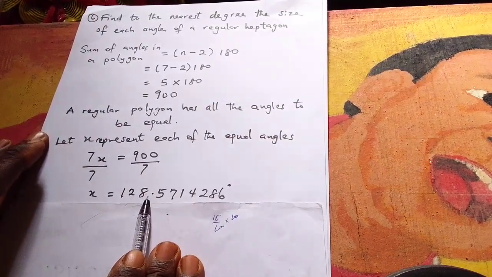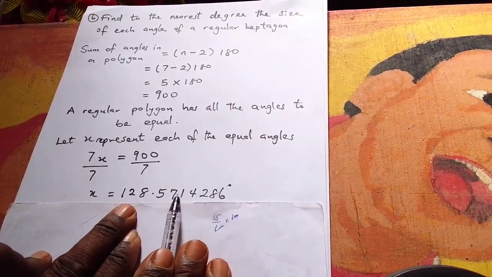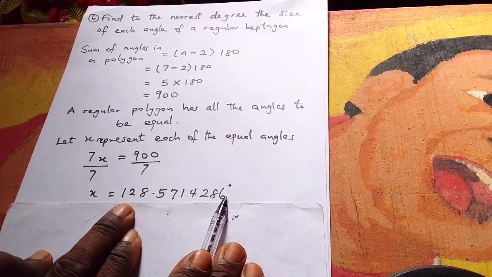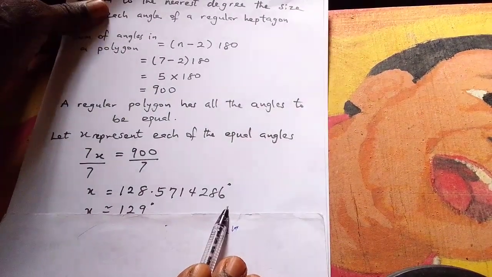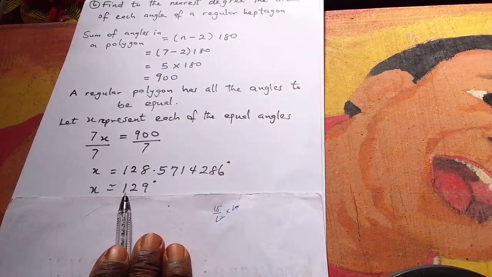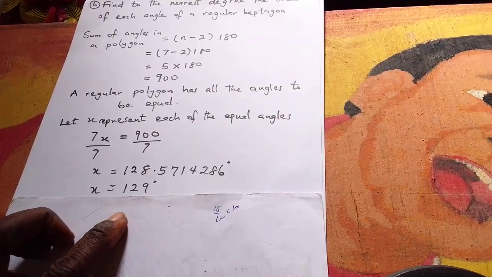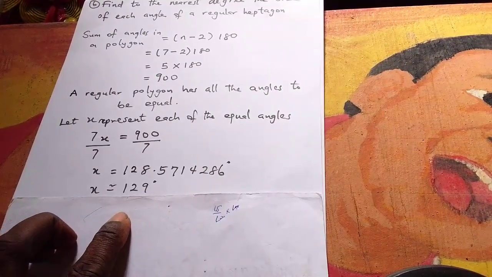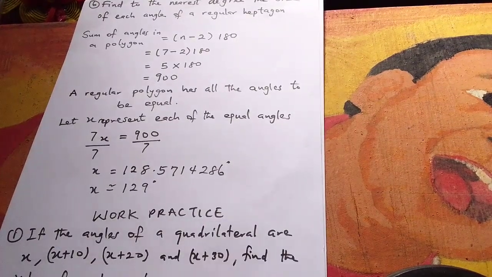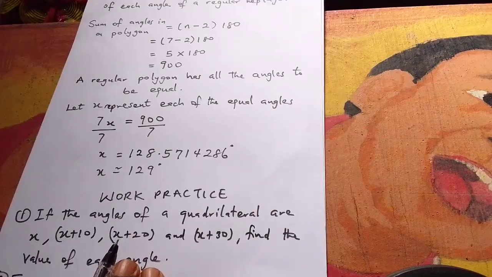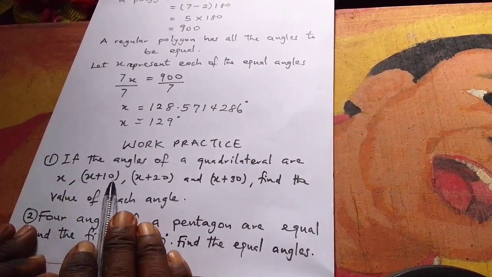When you divide both sides by 7, you get x equal to 128.5714286 as the value of each equal angle. If you approximate, x is the same thing as 129 degrees. So the value of each of the remaining equal angles is 129 degrees. Now for the work practice.